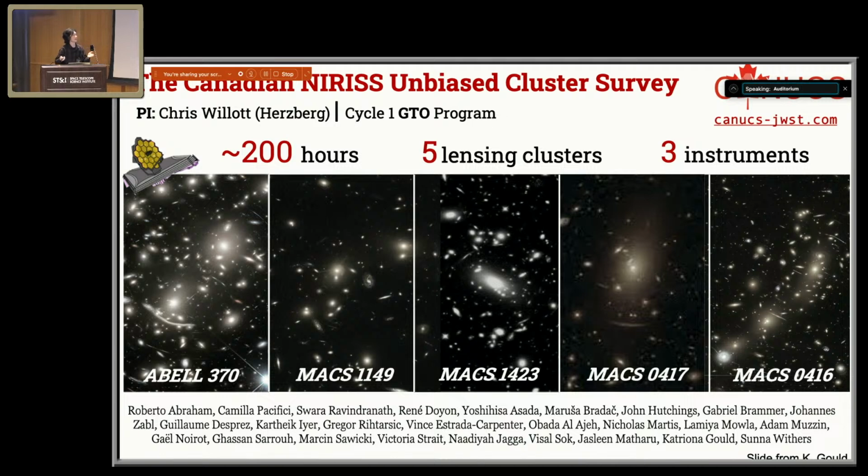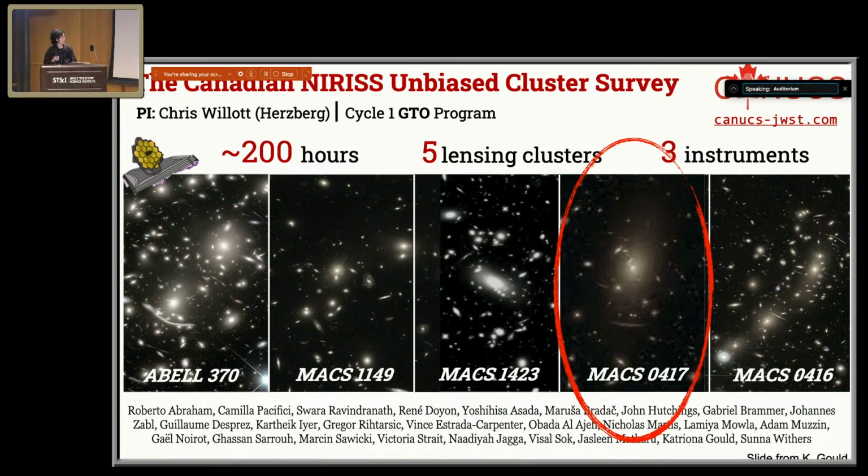So some of you may have heard the cluster survey name, but we use 200 hours of space telescope time targeting five different lensing clusters: Abell 370, MACS 1149, 1423, MACS 0417, and MACS 0416, and observe these five cluster fields with three different instruments. One is NIRCam, one is NIRISS, and the final one is NIRSpec. This is the NIRISS GTO program, but in this work, I use the NIRCam observation of the first cluster we have observed, which is MACS 0417.